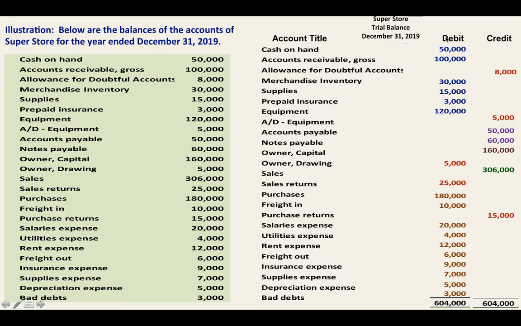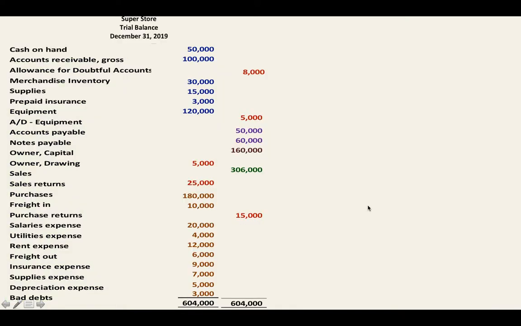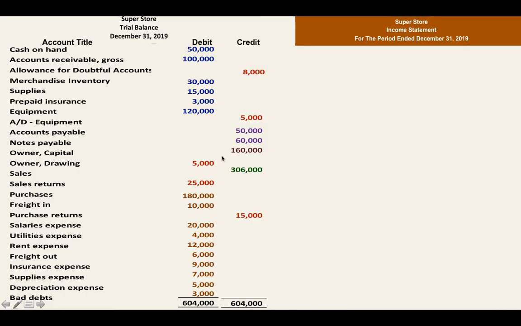We have now a balanced trial balance, and we can now proceed in the preparation of financial statements. This is our trial balance, and the first statement that we are going to prepare is the income statement. In the income statement, what we need are nominal accounts, and for a merchandising business, our nominal accounts are sales, sales returns, purchases, freight in, purchase returns, and all the expenses.